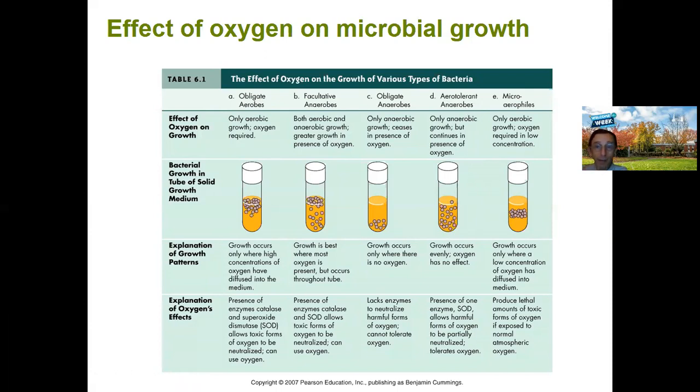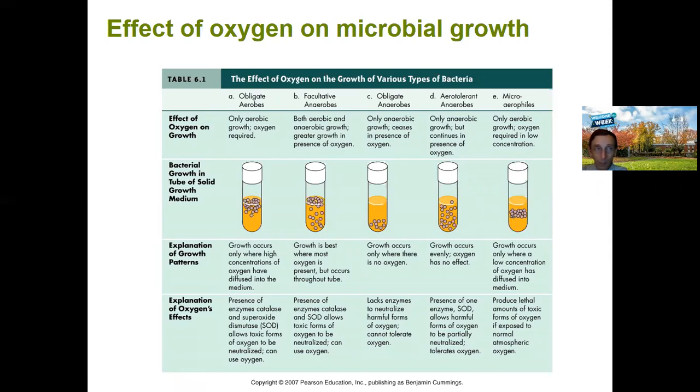A microaerophile is an aerobe, so it does require oxygen to grow. However, a microaerophile does not grow best at full oxygen. So in the top of the tube, it grows very slowly, if at all. At the bottom of the tube, it cannot grow because there's no oxygen. It grows best somewhere in the middle of the tube where there's less oxygen than full oxygen. Usually the microaerophiles grow best between 2% oxygen and 10% oxygen.